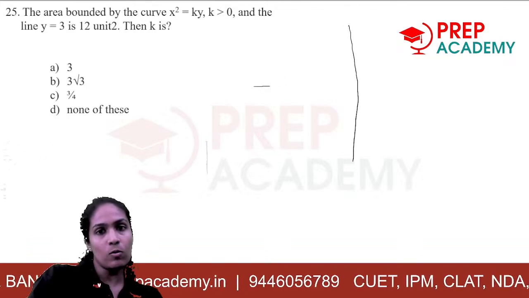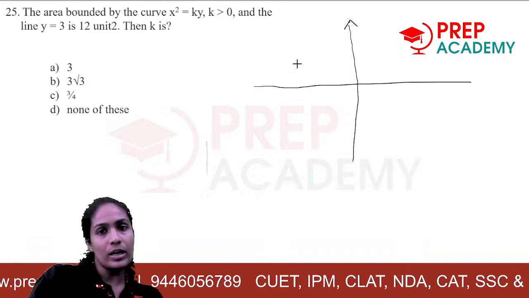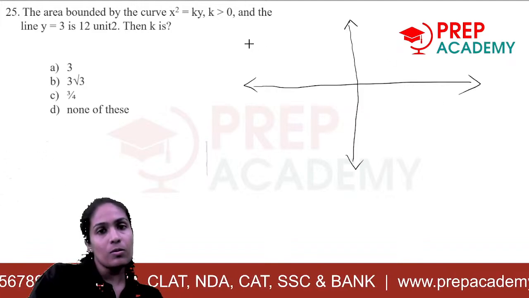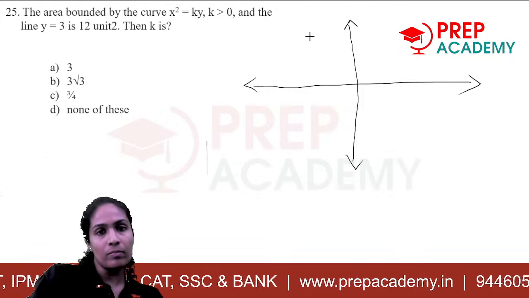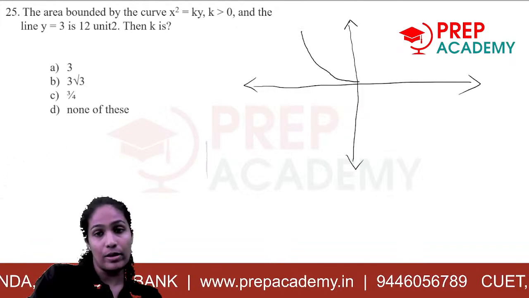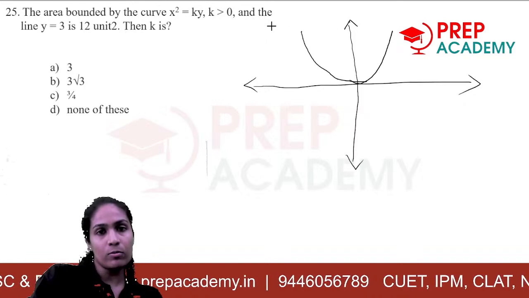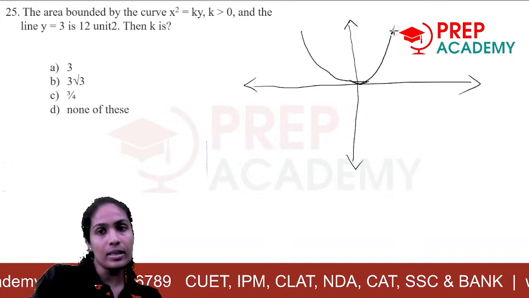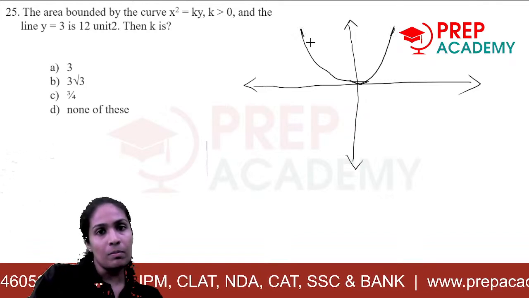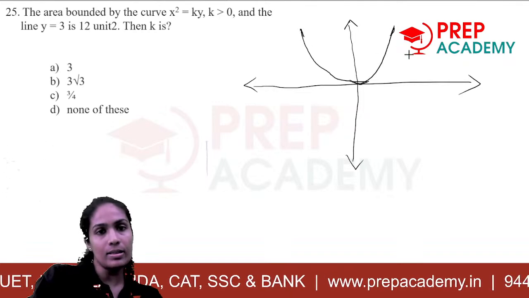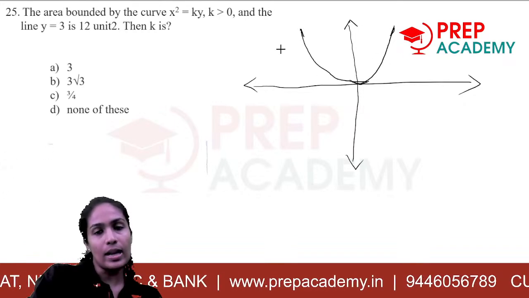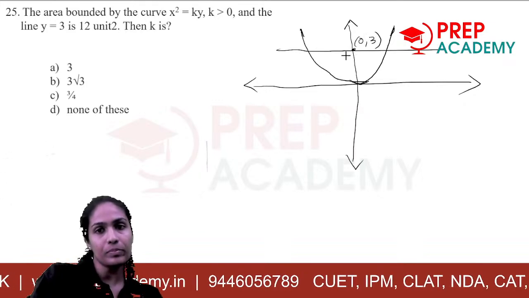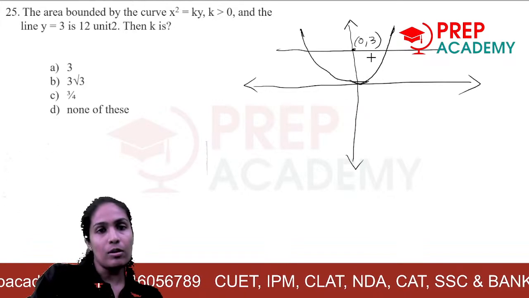So the curve is x square equal to ky. If one variable is of second degree and the other variable is of first degree, then it represents a parabola. So x square equal to ky is a parabola symmetrical along the y-axis. If y square is equal to 4ax, then the parabola is symmetrical along the x-axis. Here the second degree variable is x, so the parabola is symmetrical along the y-axis, and y equal to 3 is a line parallel to the x-axis passing through 3. So this point is 0, 3. So you have to find this area.